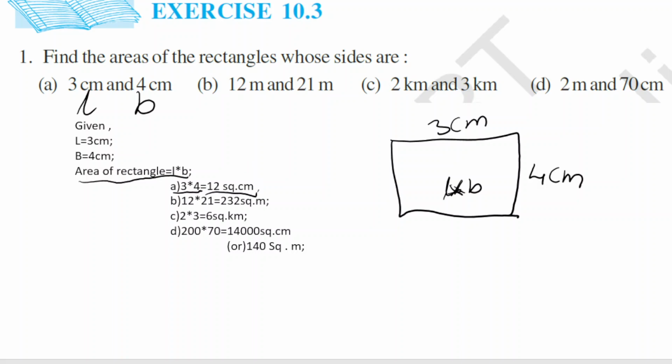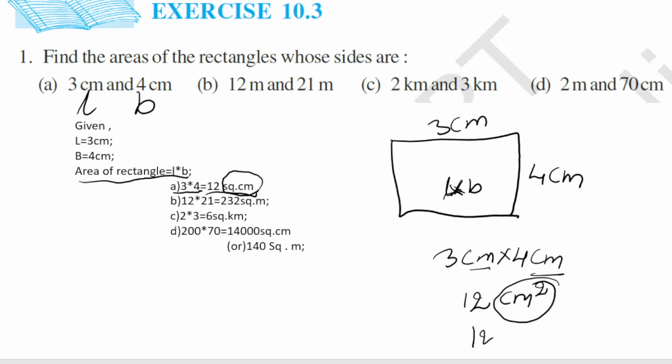Here we have kept the measurement as square centimeters because we are not only multiplying 3 and 4 but also 3 centimeters and 4 centimeters. This 3 into 4 is 12 and centimeter into centimeter is centimeter square. This centimeter square we can represent as square centimeter. So we have written 12 square centimeters.